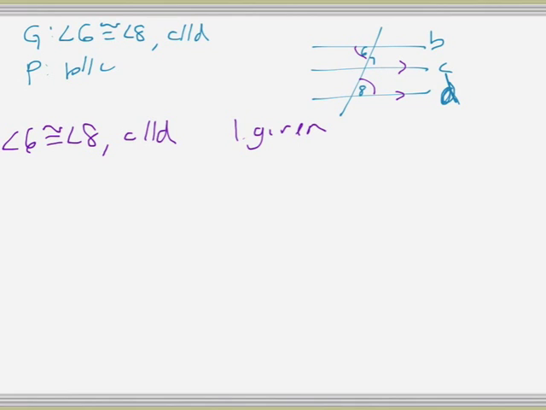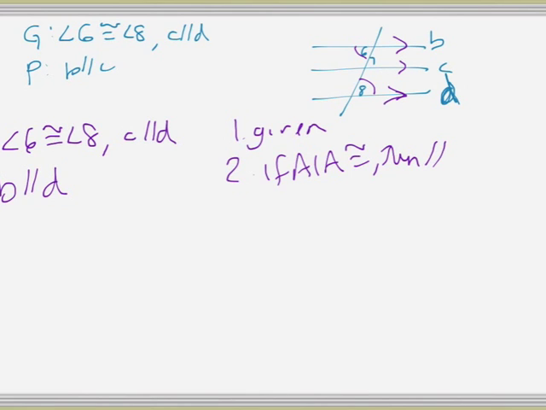So we can say then that line B is parallel to line D by if AIA congruent, then parallel. Since 6 and 8 are alternate interior angles and the lines that they're touching are lines B and D, that means lines B and D must be parallel. We were asked to prove that line B is parallel to line C. But now we've just said that B is parallel to D, but we know D is also parallel to C, so they should really all be parallel then.